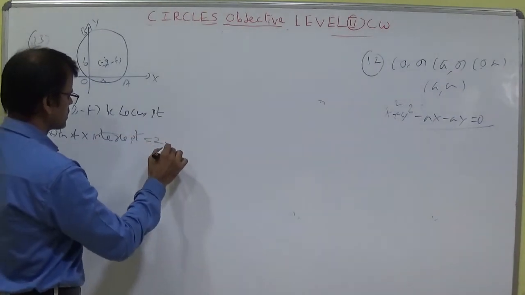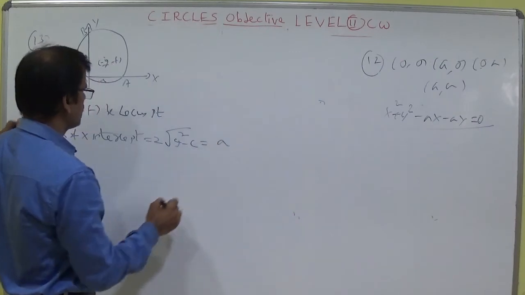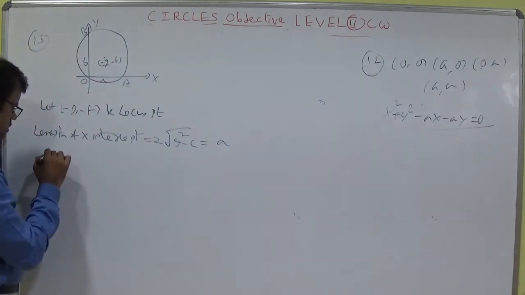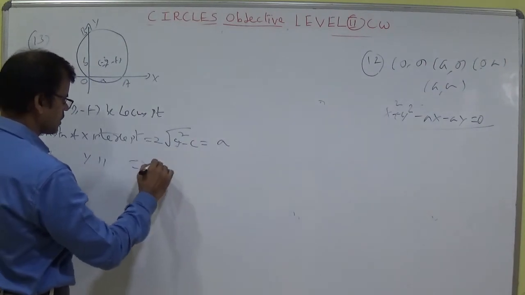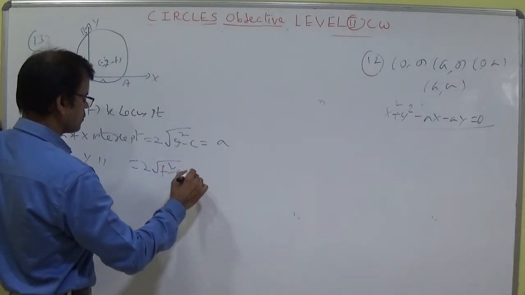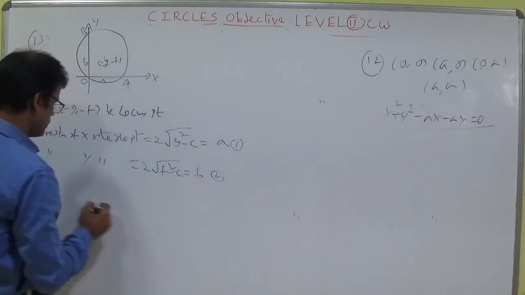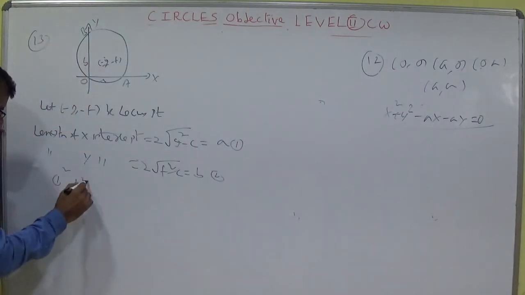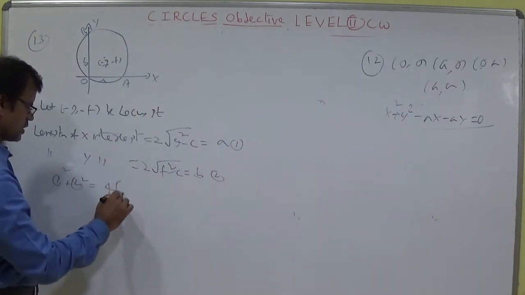Length of x-intercept for the circle, 2 root g square minus c, is equal to A, as given. Length of y-intercept, 2 root f square minus c, equals B. Call these equations 1 and 2. Now you do one thing: 1 square plus 2 square, squaring and adding both sides.